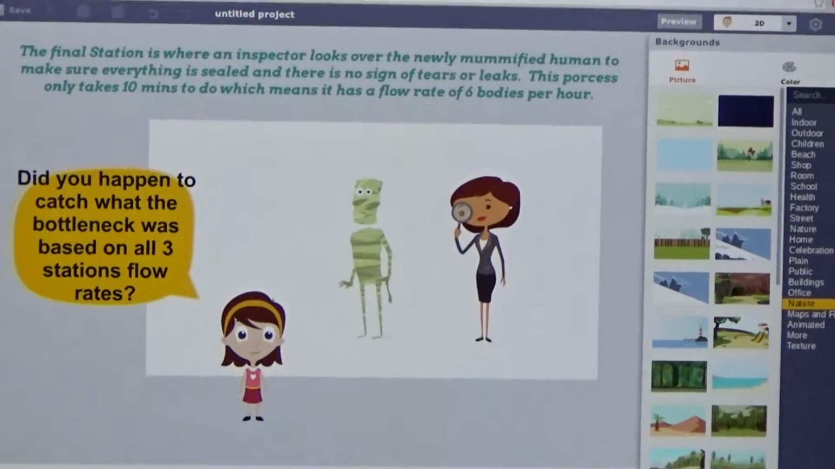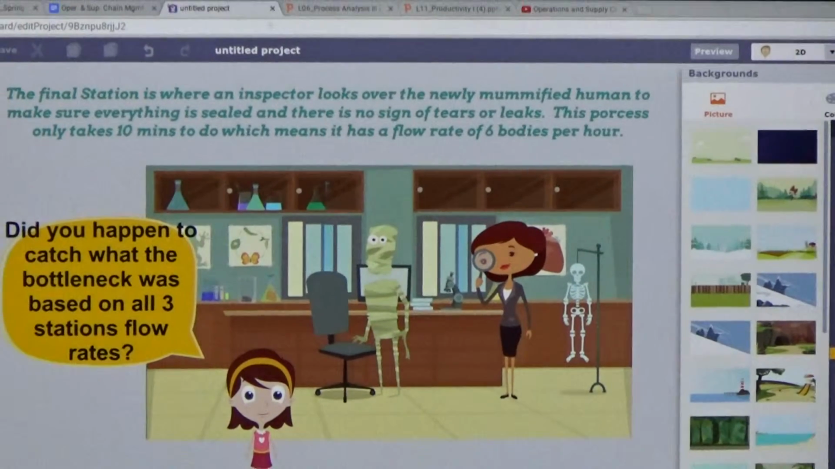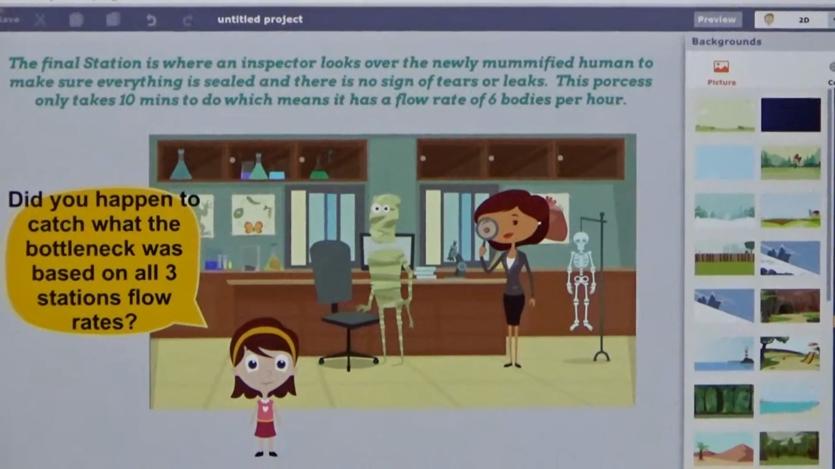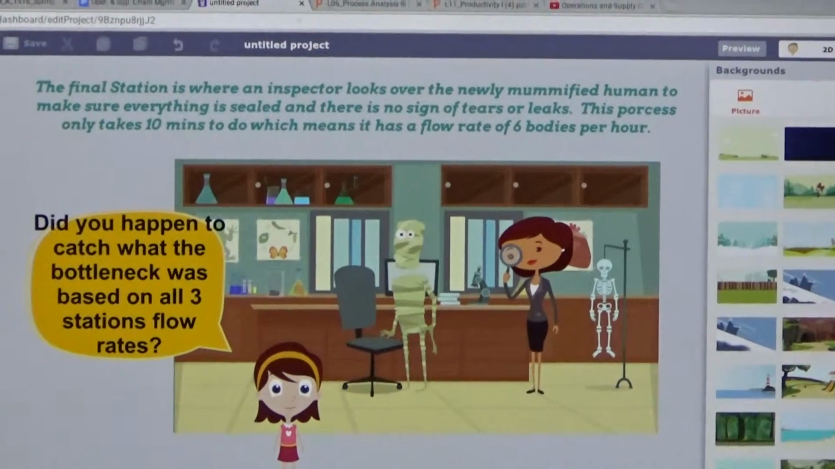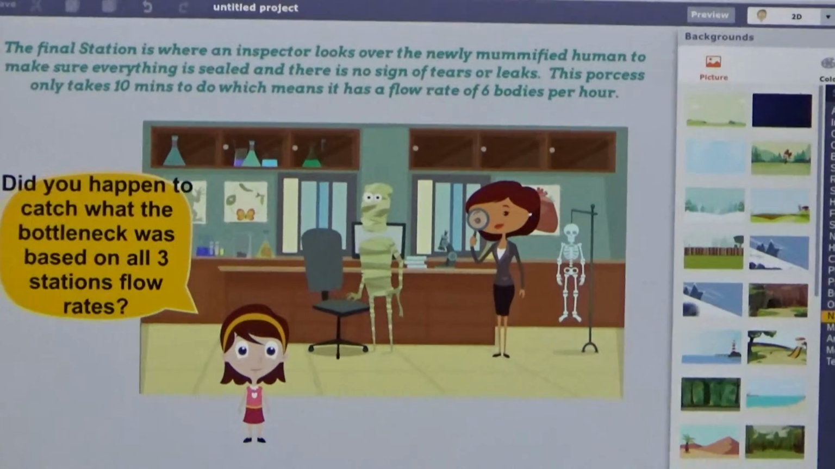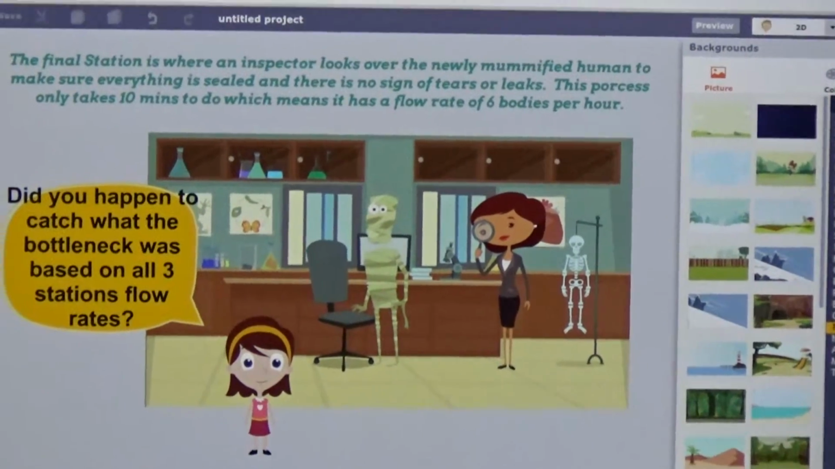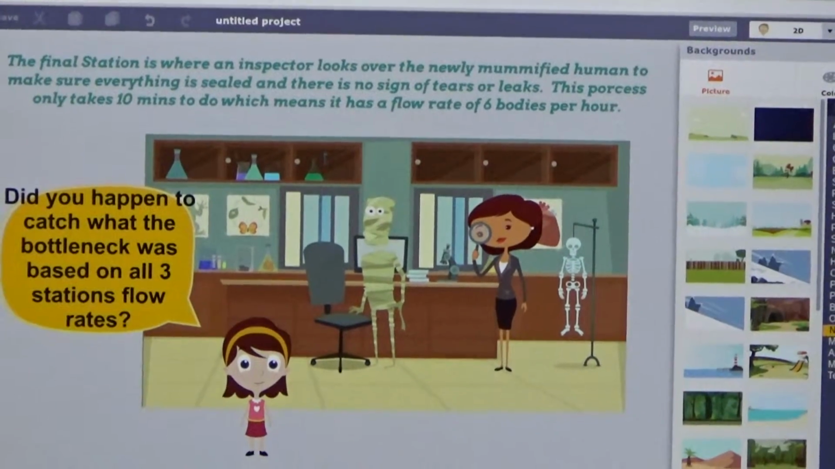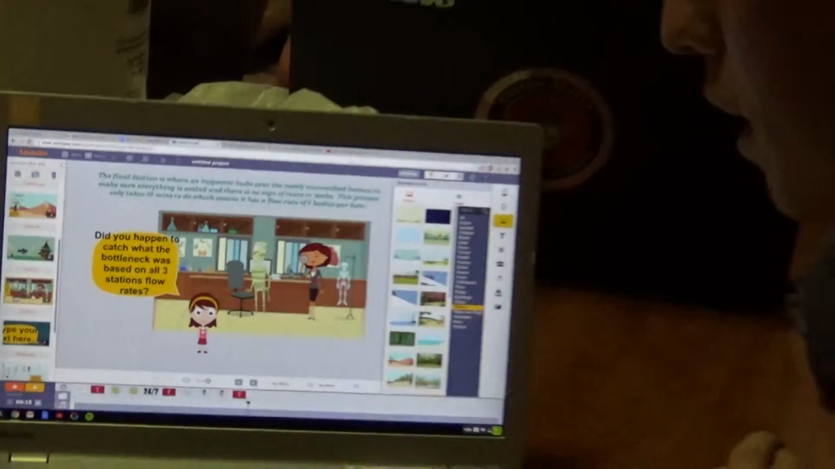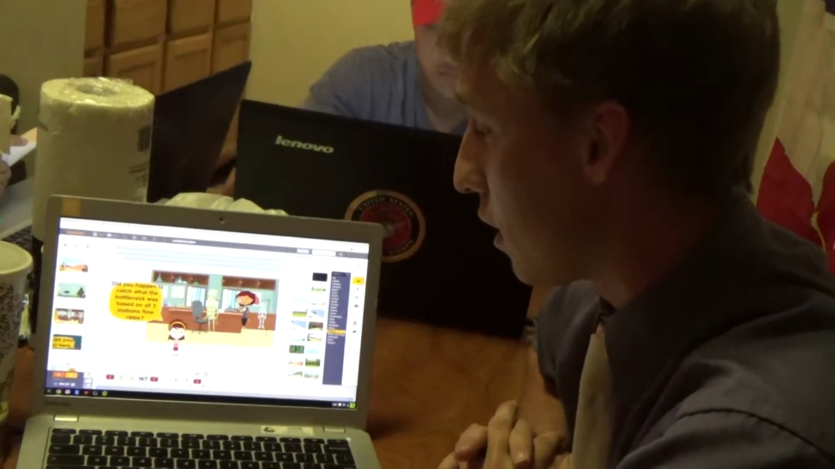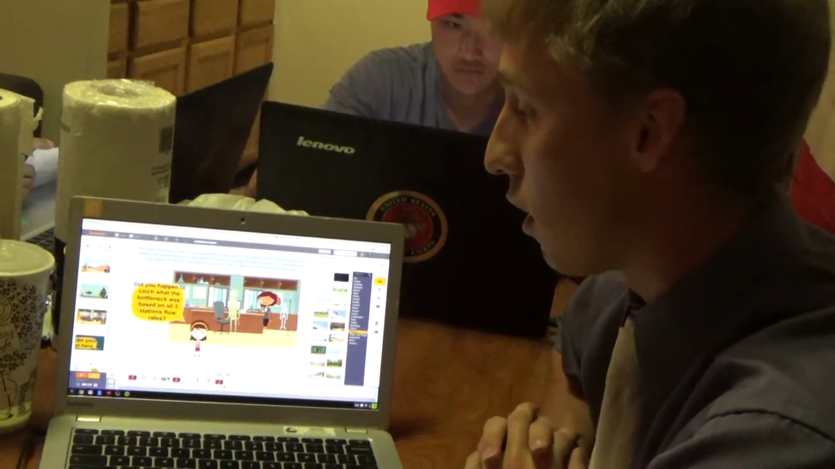And in Station 3, this is the third and final station of this process, and this is where an inspector looks over the newly mummified human to make sure everything is sealed and there is no sign of tears or leaks. This process only takes about 10 minutes to do, which means it has a flow rate of 6 bodies per hour. Now the question is, did you happen to catch what the bottleneck of all 3 stations was, and which one had the longest flow rate?